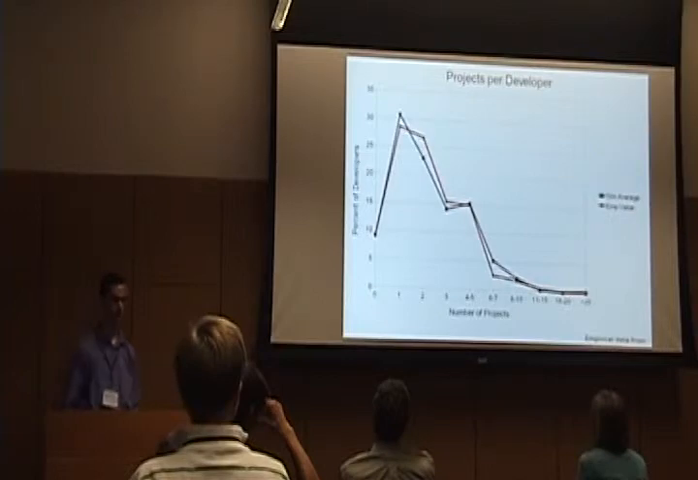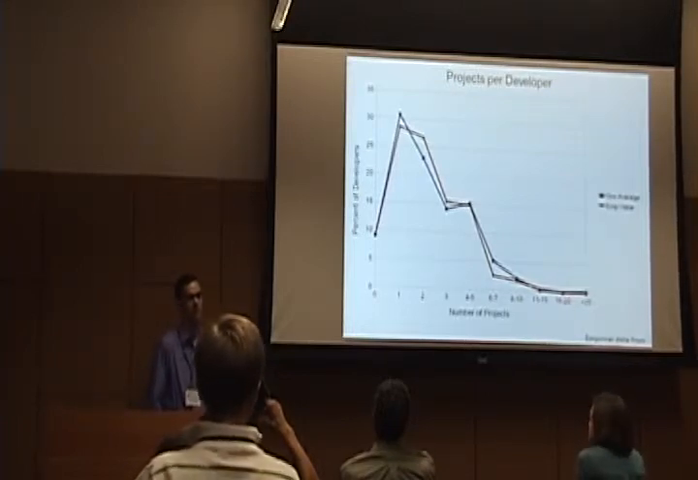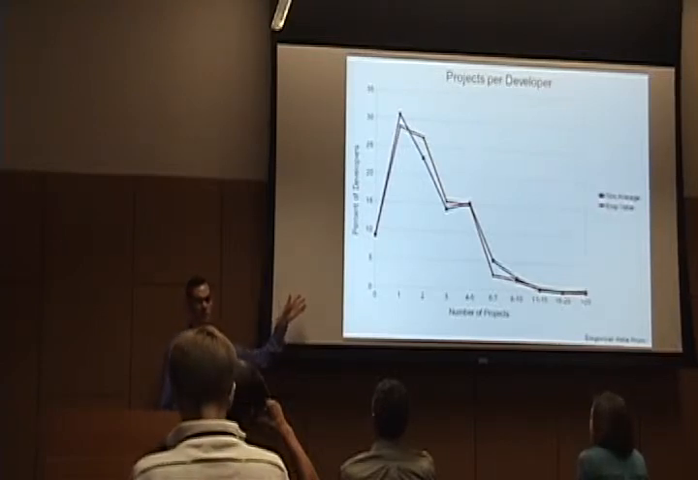Finally, if we look at the projects per developer, again, not a real big surprise, but most developers are working on just one or two projects. Again, this is largely volunteer, so not a very big surprise, but we are in fact able to match this distribution as well. So everything looks good there.